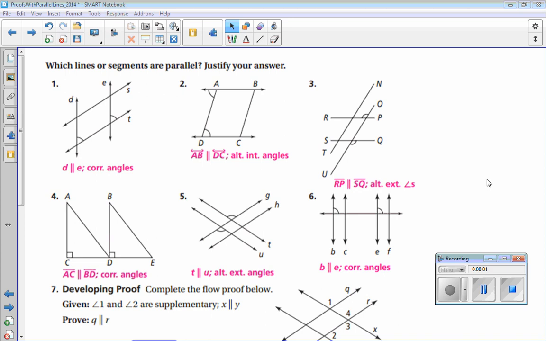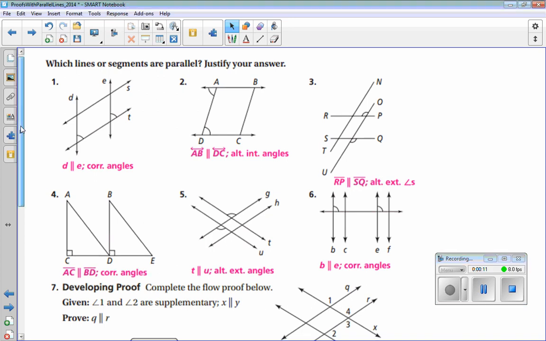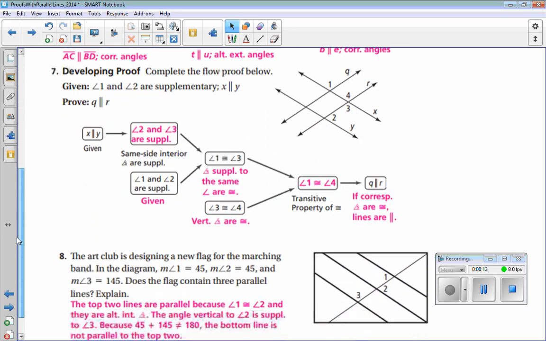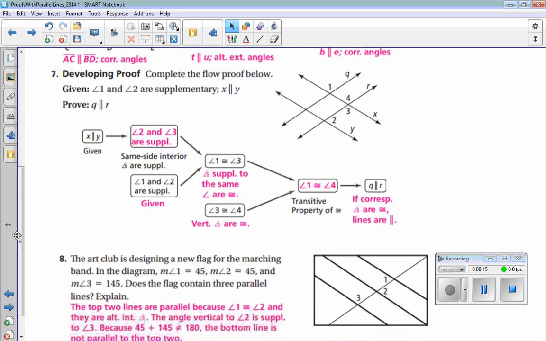Here are your answers. We did, I think, 1 through 6 in class last time, and we talked about the justification being the alternate interior angle converse, et cetera. I'd like to look at questions 7 and 8 a little more closely, because we are going to start something called proofs today.